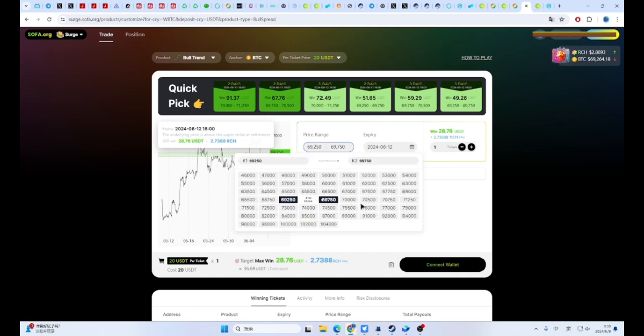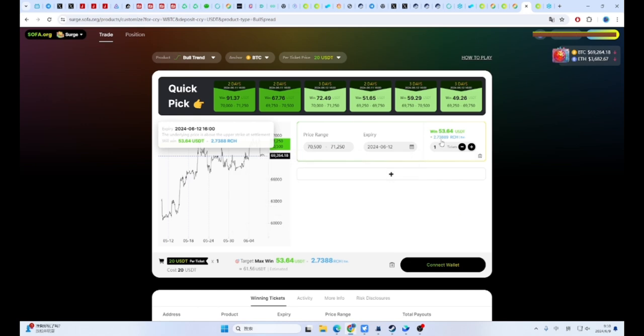Now, consider a bull spread. I bet on a range of 70,500 to 71,250. The odds will significantly increase. With a 20 USDT stake, you can potentially get to 0.7 RCH, which means your cost is very low, covering about 40% of your stake. The odds are quite good. This approach is also suitable for those with smaller funds.